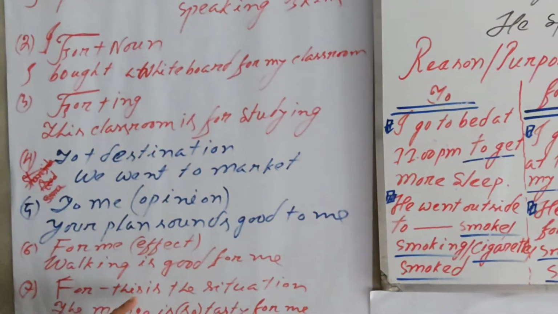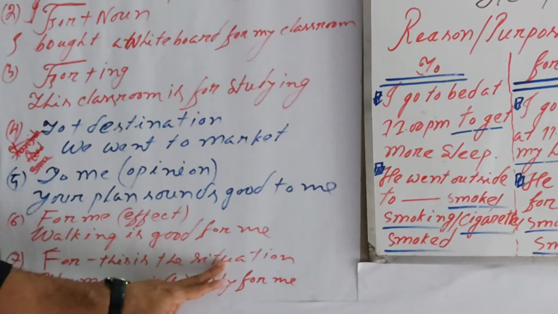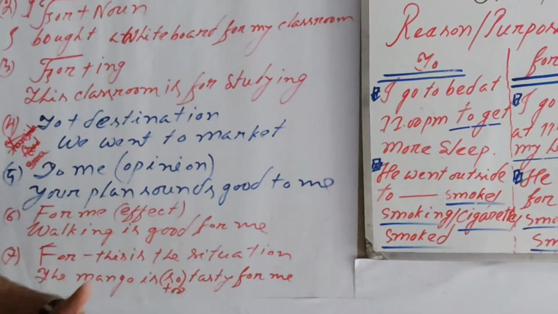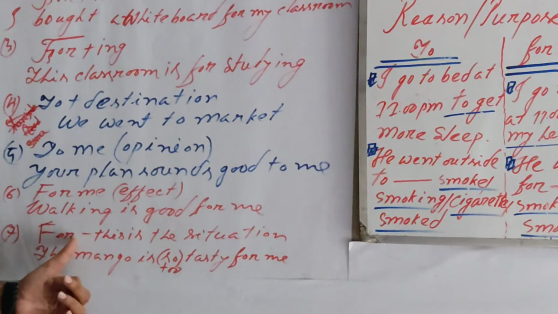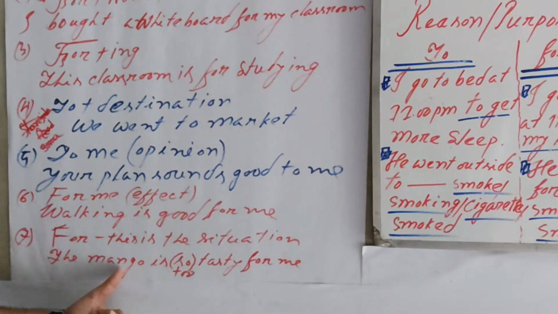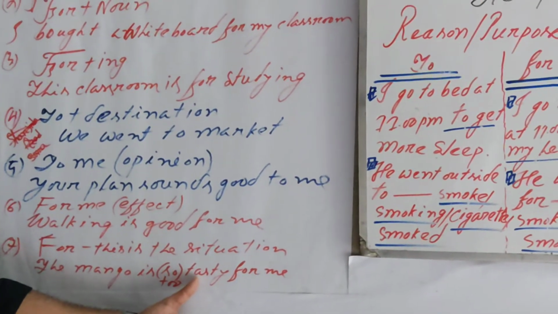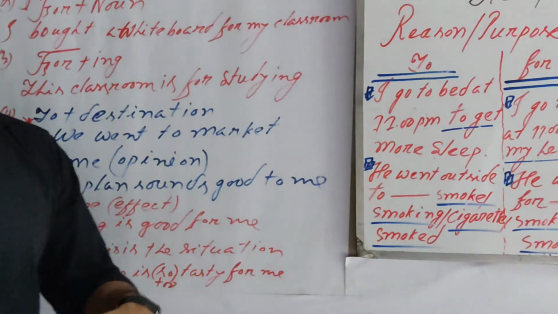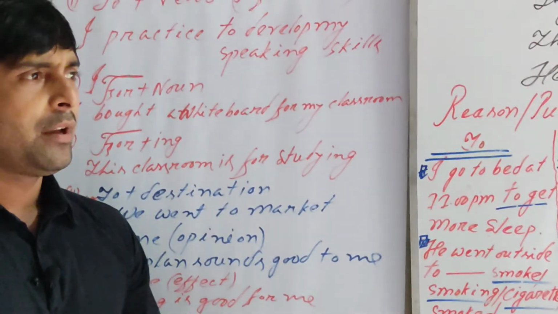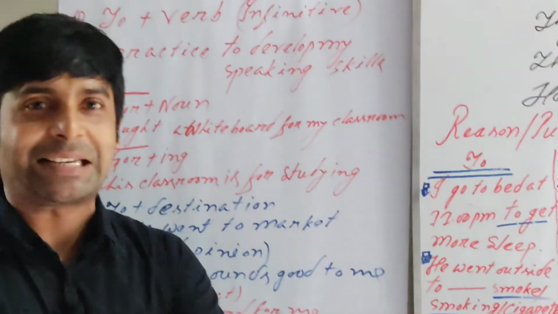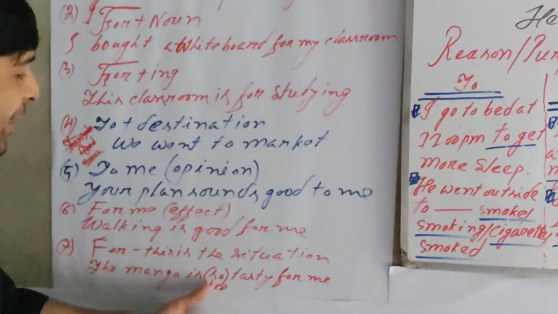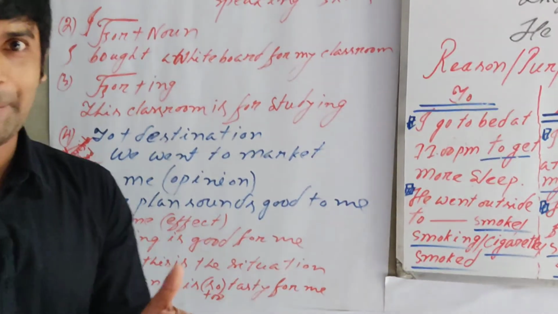Next one, for plus situation. Whenever I'm going to express my situation, I can say it here; it indicates a preposition. The mango is too tasty for me. There is no doubt, undoubtedly it's so tasty. This is why I can say here, this mango is too tasty.